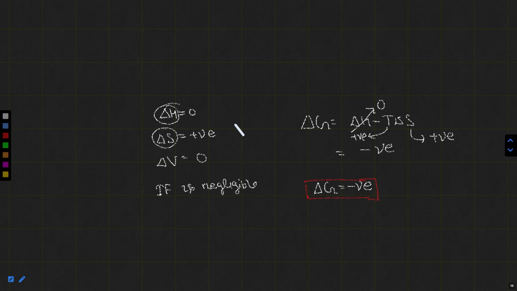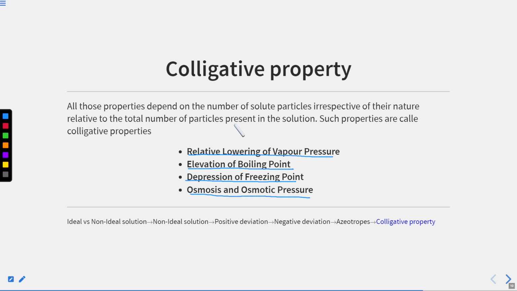At last, we saw colligative properties, the properties which depend only upon the number of solute particles and not upon the nature of the solute particles introduced. So this was for today's class. In the next class, we will see elevation of boiling point and depression of freezing point. And with this, we will complete our lecture. Thank you.